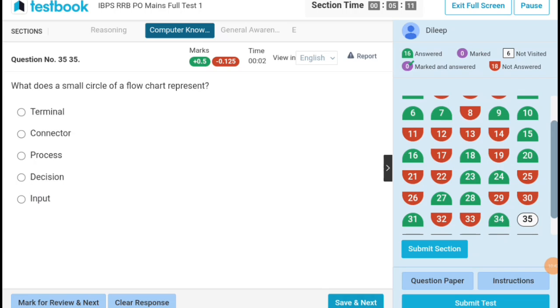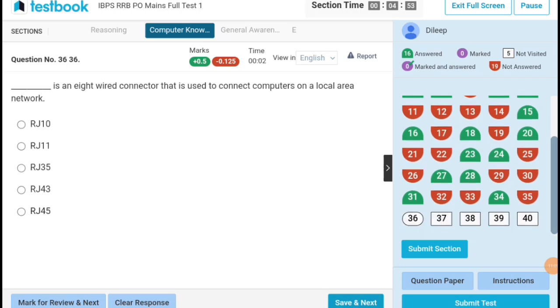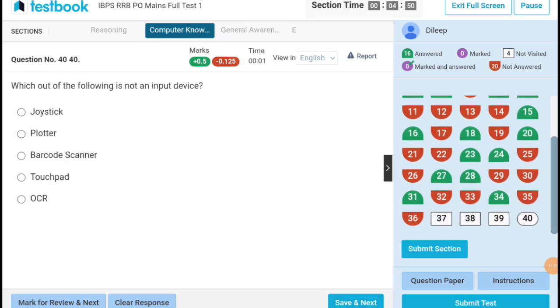Small circle in a flow chart. What does a small circle of a flow chart represent? It is not an output device. Sorry, it is not an input device.